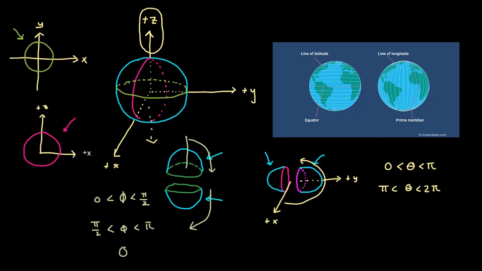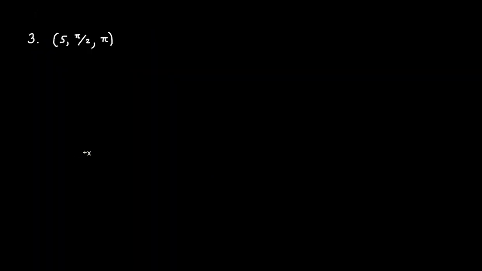And lastly, of course, let's say phi was equal to 0. Well, that would be the North Pole. Phi is equal to pi. That would be the South Pole. In example 3, we're going to go from spherical coordinates to rectangular coordinates.